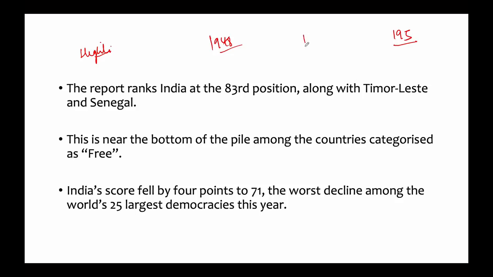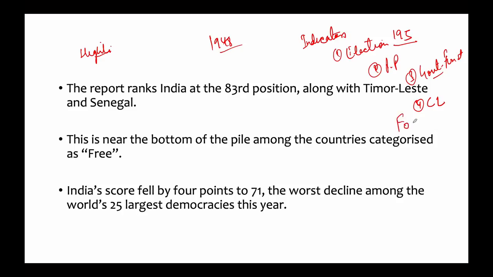They have various indicators on which they give the score. These indicators are, for example, the election process, or what is known as the electoral process, then political pluralism, then participation and government functioning, that is, how the government of a particular country is functioning, as well as civil liberties. These are the indicators related to freedom of expression and belief, associational and organizational rights, and here the rule of law, personal autonomy and individual rights.